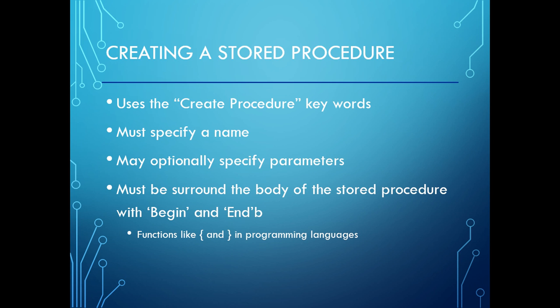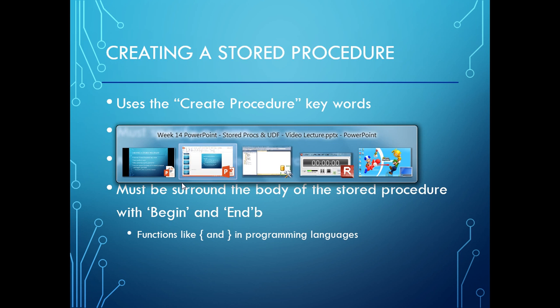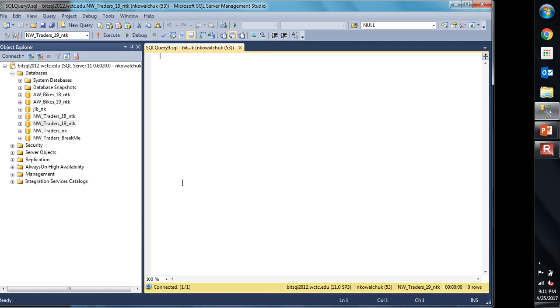So to create a stored procedure, we use the create procedure keyword. We have to give it a name. We can specify parameters for it. And we have to surround the body of the stored procedure with begin and end. So the begin and end function like squiggly brackets in programming languages. So let's go ahead and create some stored procedures. Create one stored procedure.